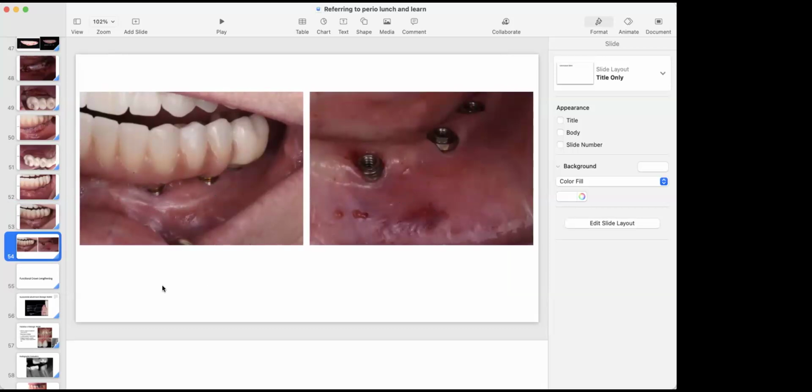Do we have any questions, especially with the difference between the two and any of the techniques or anything like that?